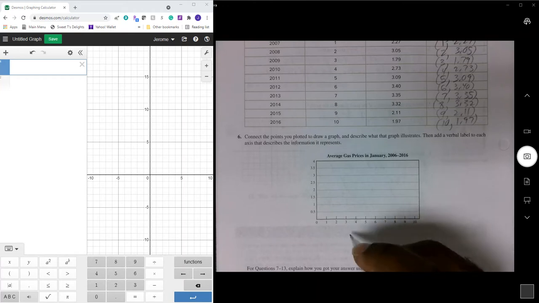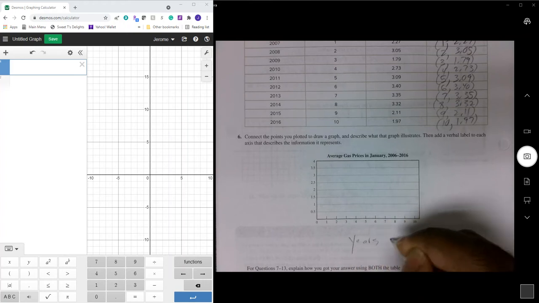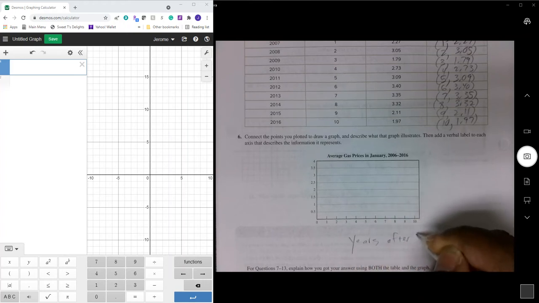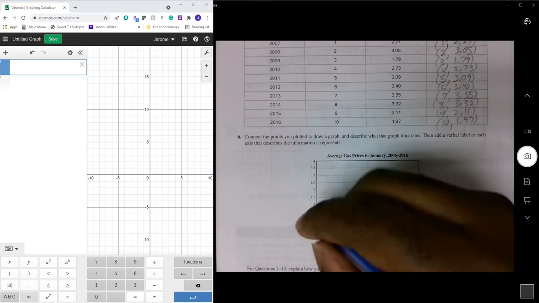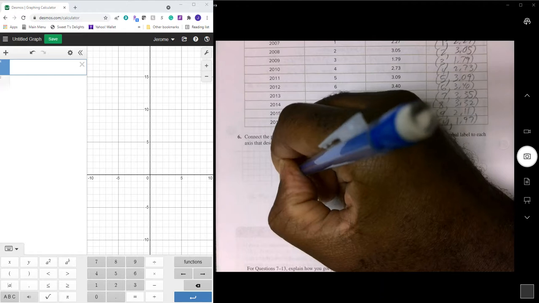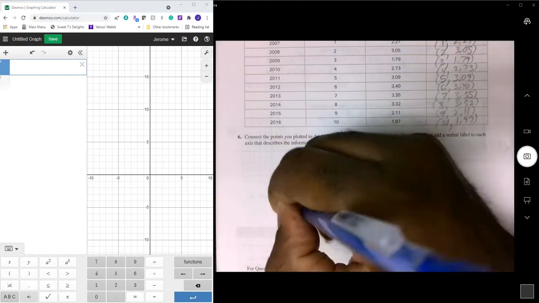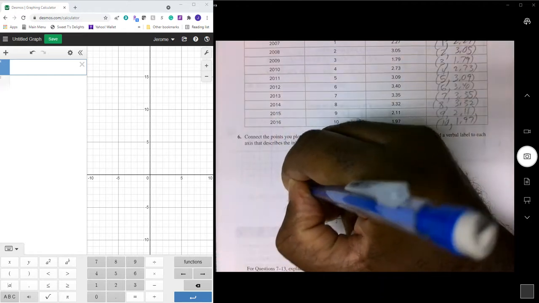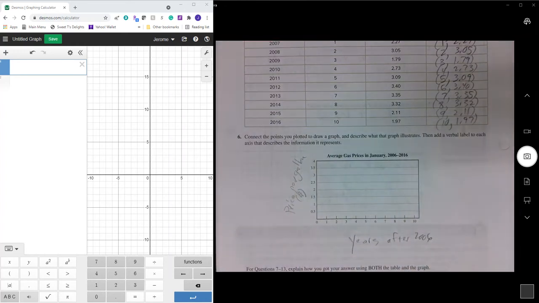Okay, listen. Instead of me graphing first, we know that this is the X value here, and this is the years after 2006. And then down the side here, we know this is the price per gallon. And then we know we will have a dollar sign here because the price per gallon will be in dollars. Now, we go through and graph this.